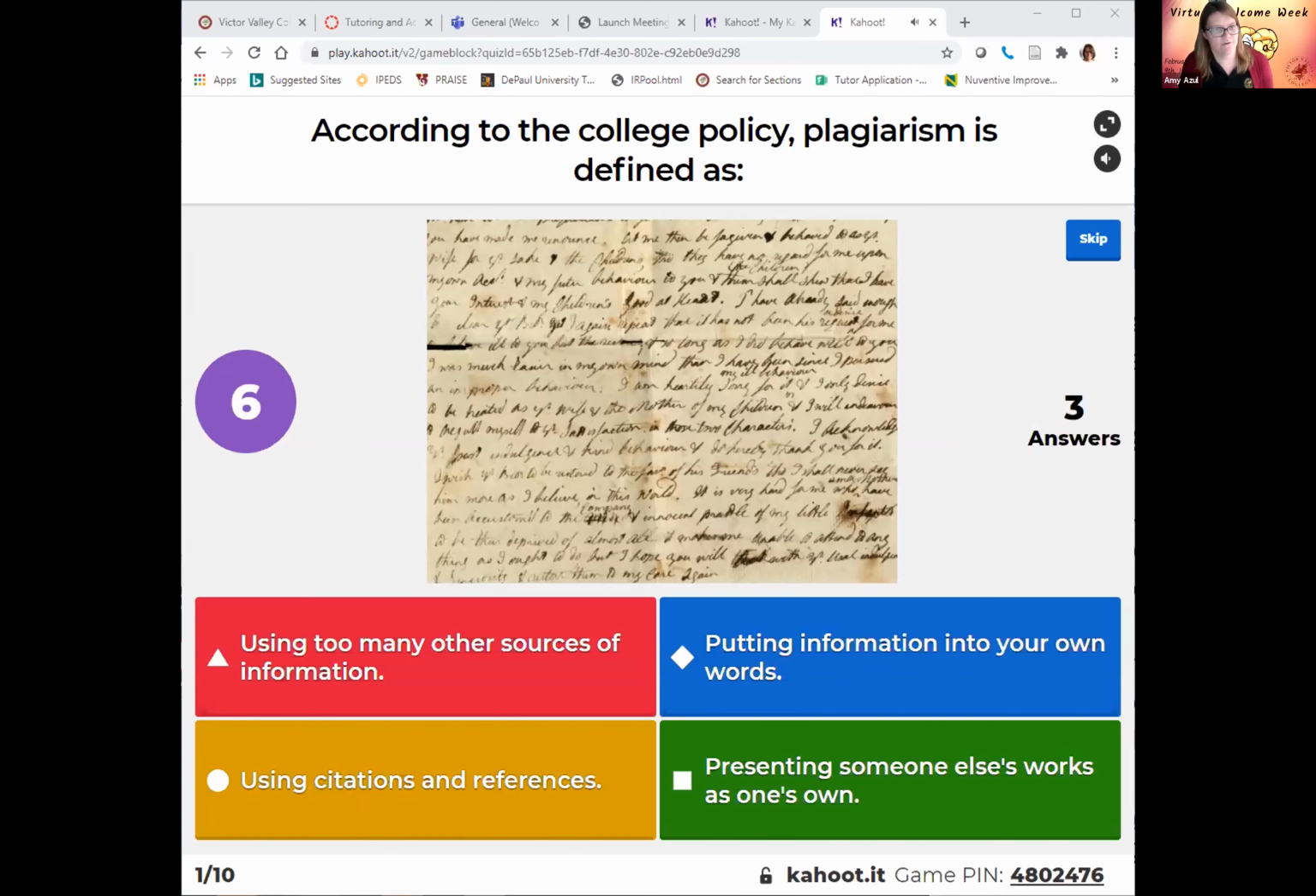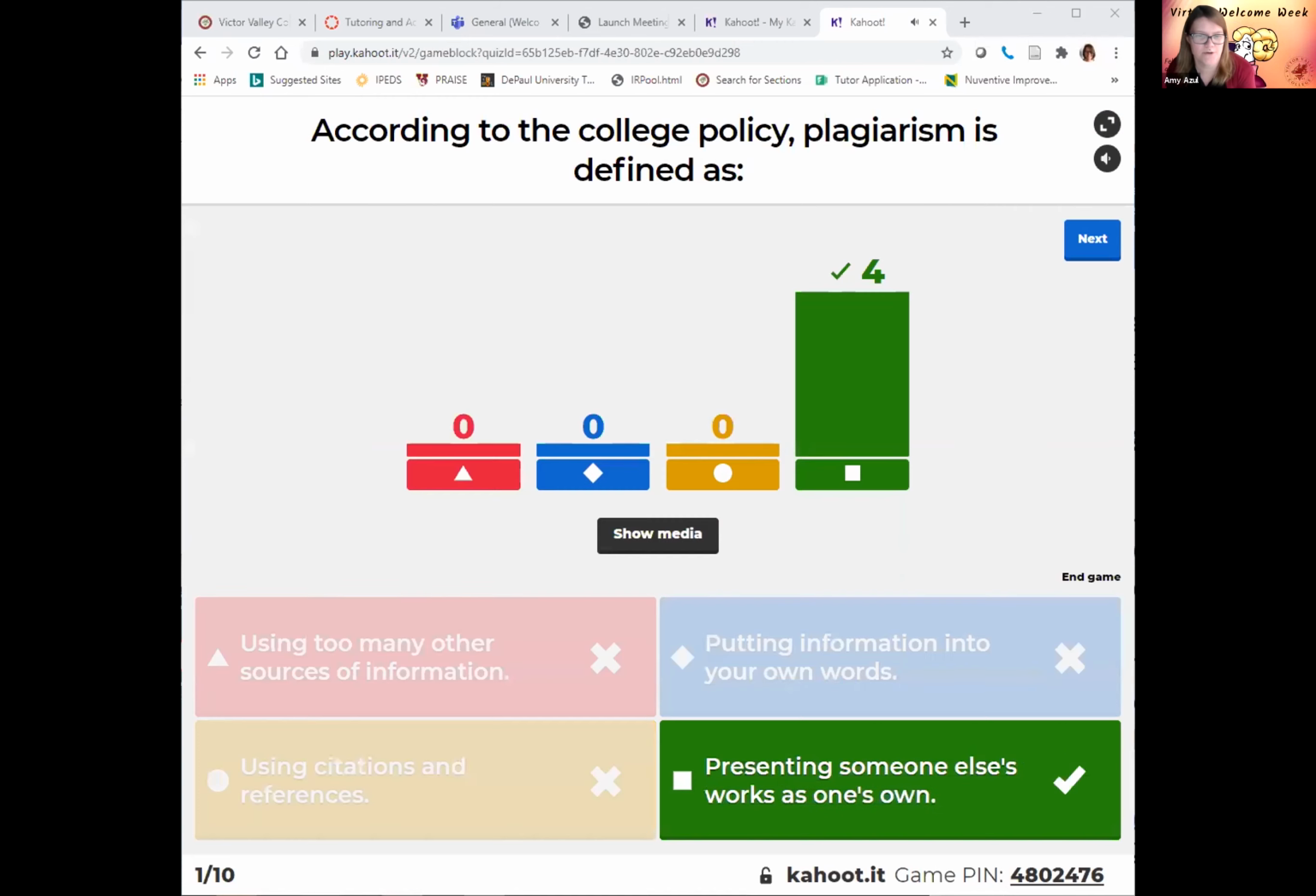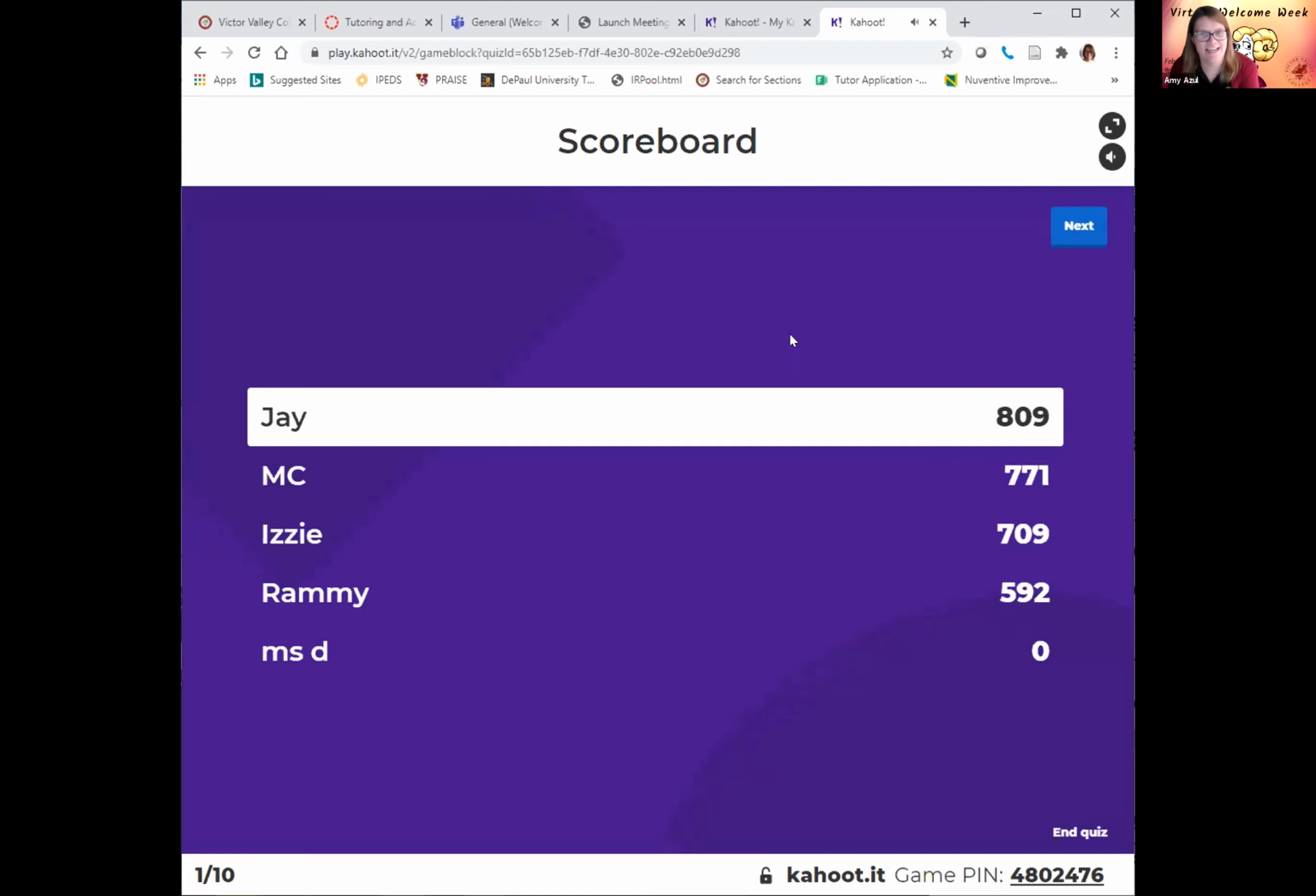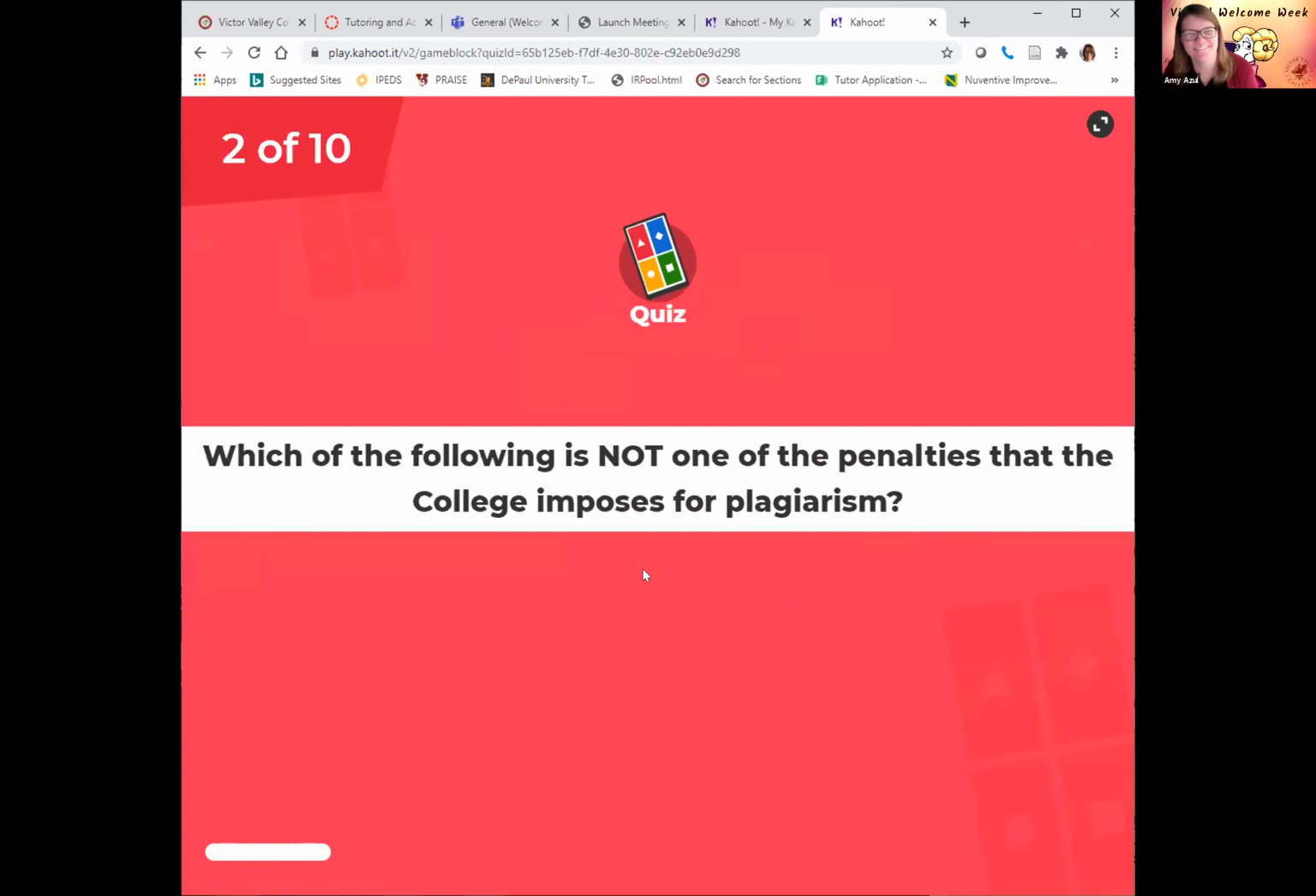Using too many other sources of information, using citations and references, putting information into your own words, presenting someone else's words. Awesome, perfection. Hey, good job, guys. So it's presenting somebody else's work as one's own, so not citing the sources effectively. It also tells you who's in the running. So Jay, maybe we'll give a gift card to the winner of this, Chris, maybe. Just throw that idea out there.